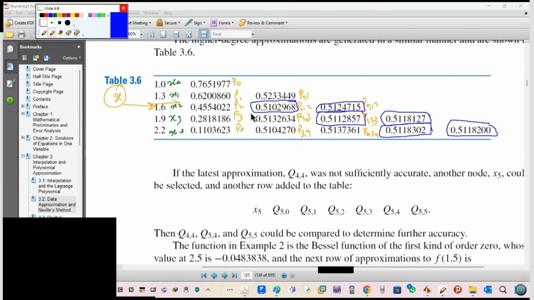See here, 0.5102, this is degree 1, degree 2, 0.51245.7. So a little bit the same. This is for degree number 3 and degree number 4. Absolutely, the most accurate one is this one, degree number 4. Any question for this?